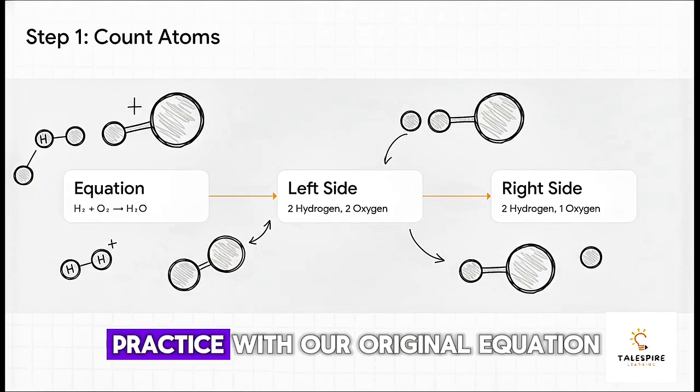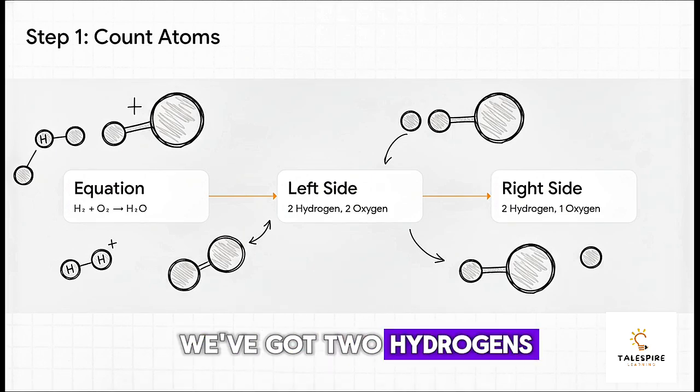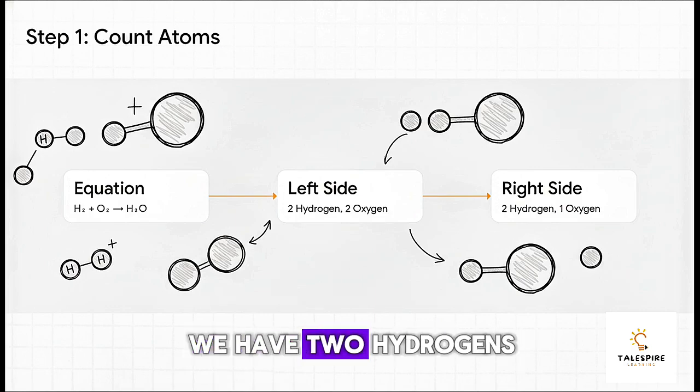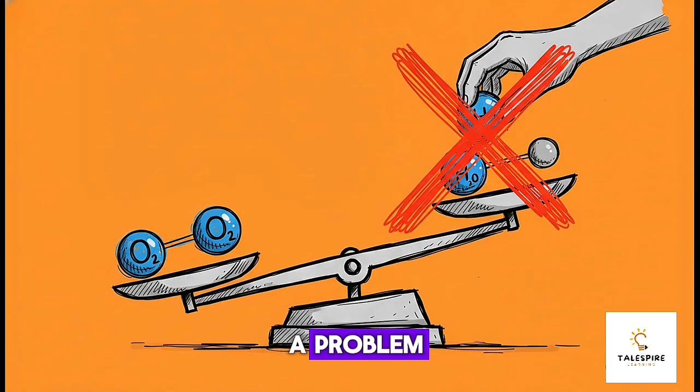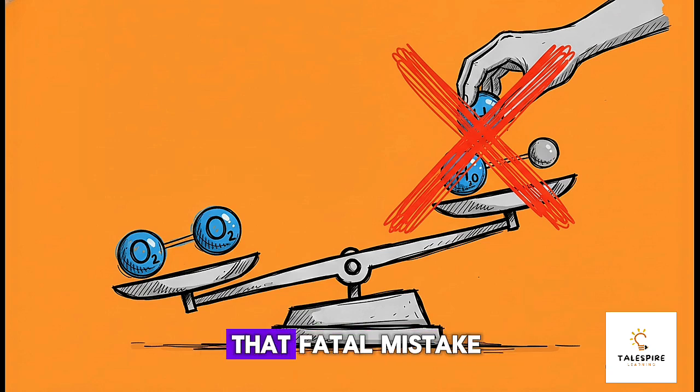Let's put this into practice with our original equation. H2 plus O2 goes to H2O. The very first step is always to just count up your atoms. So on the left side, we've got 2 hydrogens and 2 oxygens. Simple enough. Now on the right side, we have 2 hydrogens, but whoops, only 1 oxygen. So right away we have a problem. The oxygen is unbalanced. And this right here is where students make that fatal mistake.